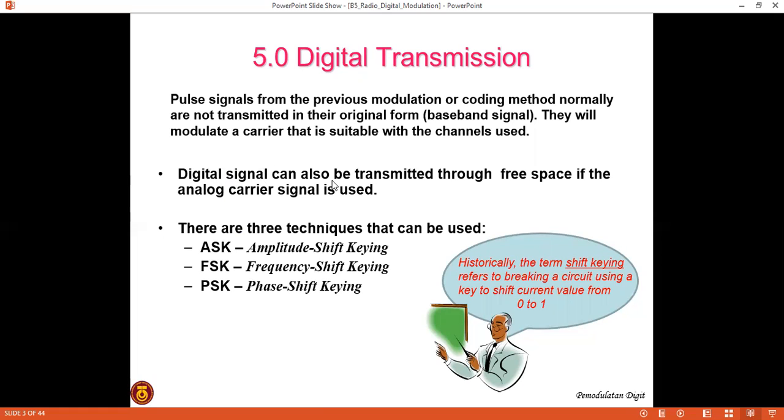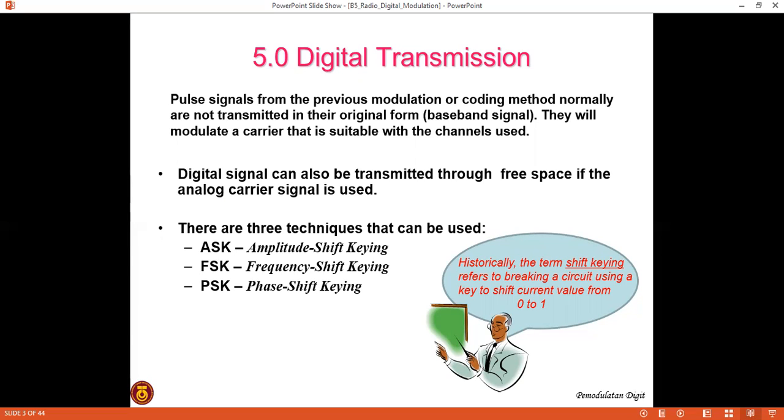Here it says digital signal can also be transmitted through free space if the analog carrier signal is used. So this is one practical application that requires the modulation of analog carrier in free space. Three basic techniques are amplitude shifting, frequency shifting, and phase shifting. In my further explanation, you can notice the similarity in terms of the concept with AM, FM, and PM.